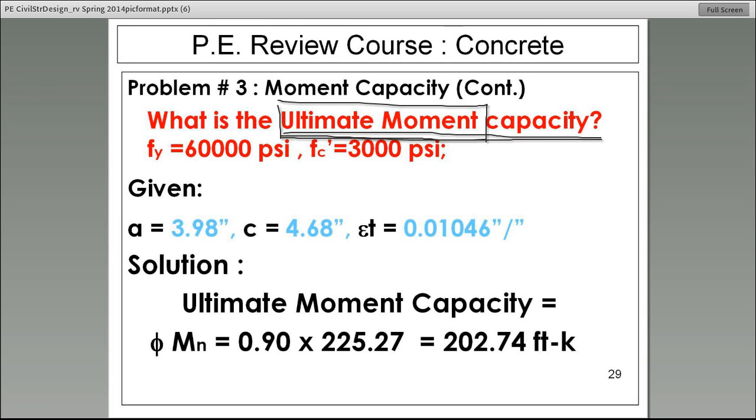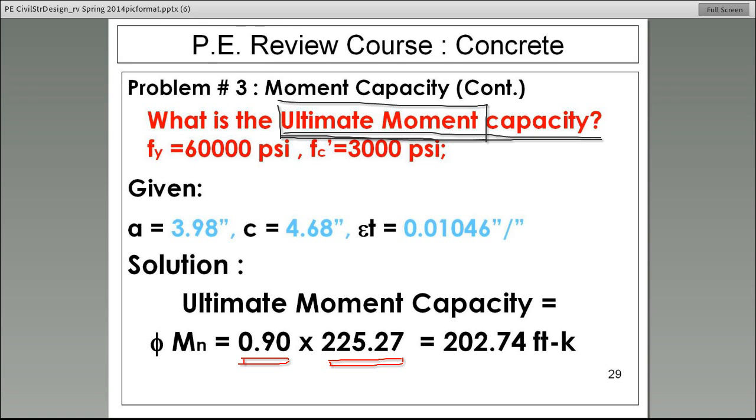When we calculate the nominal moment, as we did, Jacqueline just said 225.27 foot kips. We calculate that, and then we multiply it by what we call a strength reduction factor. All right, so we reduce it, and by doing so, we are introducing some level of safety, some factor of safety.